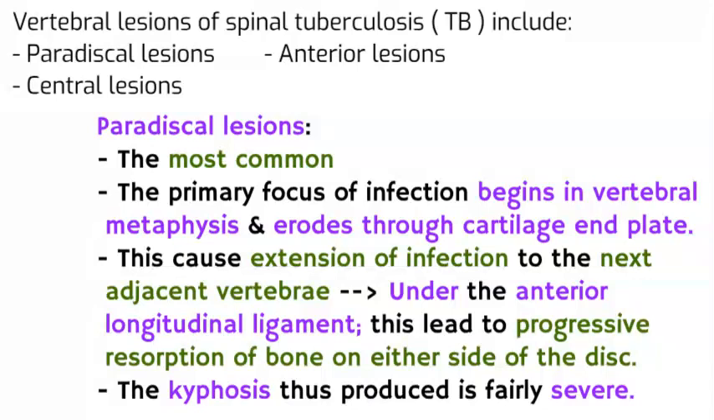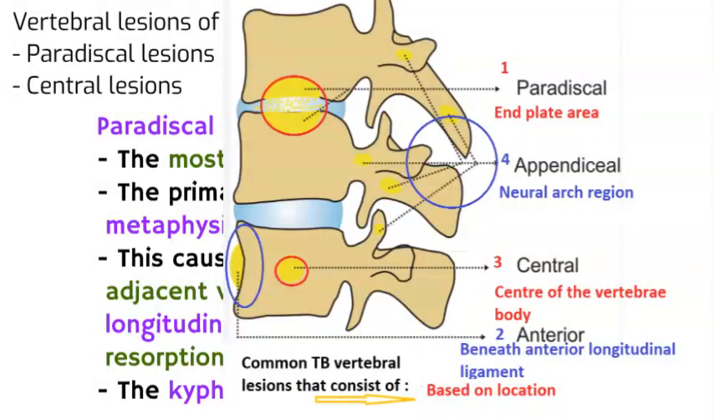This figure illustrates the common TB vertebral lesion that consists of 1. Paradiscal at the area of the end plate, 2. Anterior beneath the anterior longitudinal ligament, 3. Central, center of the vertebral body, and 4. Appendiceal at the area of neural arch region. So again, it is based on location.